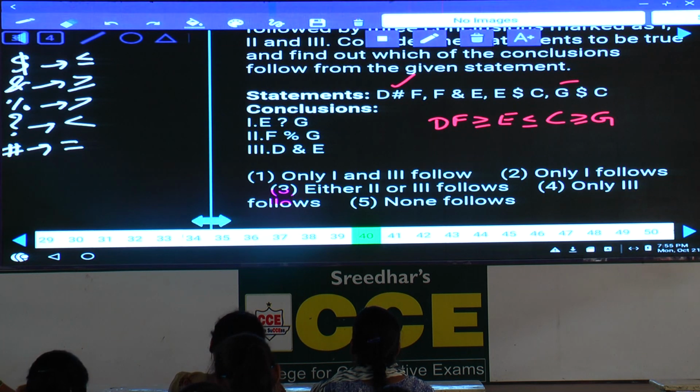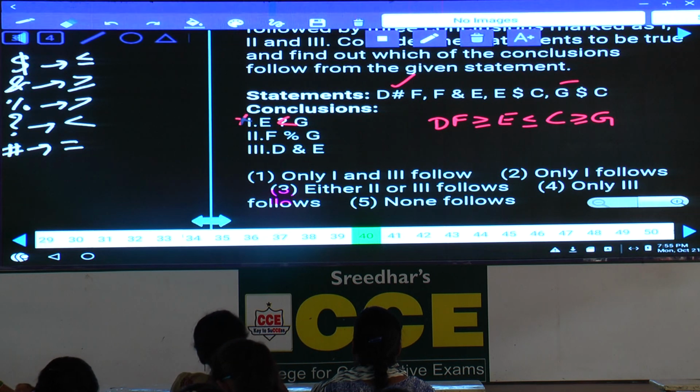Question mark means now E lesser than G. Between E and G, there are 2 opposite symbols, no relation here. Percentage stands for F greater than G. Now between F and G, again there are 2 opposite symbols, no relation here.